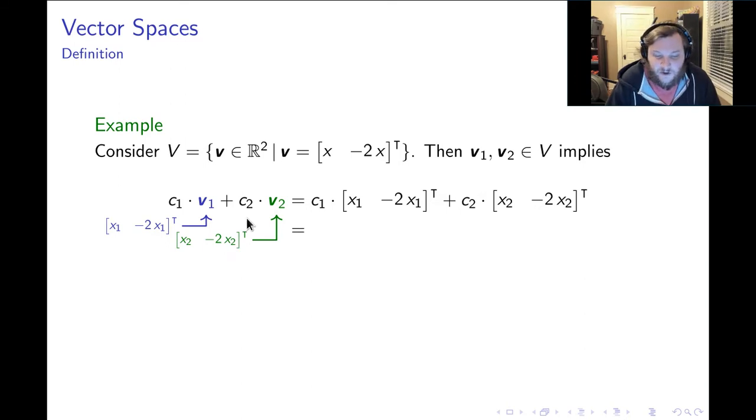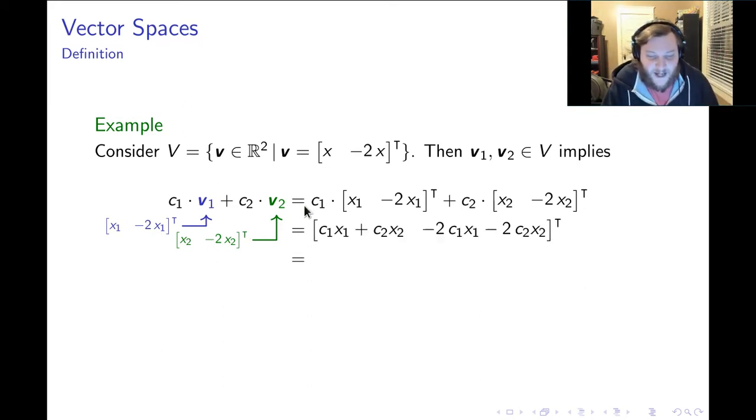Now we can take a closer look at this linear combination. We're looking at c1 multiplied by (x1, -2x1) plus c2 multiplied by (x2, -2x2). Now I can just do all the arithmetic. I can do the scalar multiplication with c1, the scalar multiplication with c2, and then add everything up. What do we produce here? We produce a vector with two coordinates, where the first coordinate is c1x1 + c2x2, and the second coordinate is -2c1x1 - 2c2x2. And what I'm going to do here is look at the second coordinate and factor out the -2.